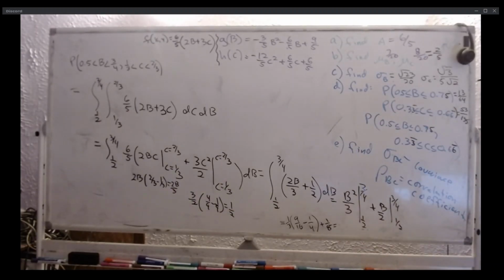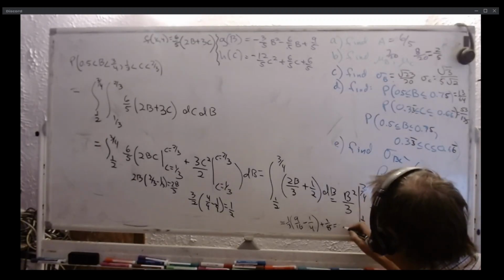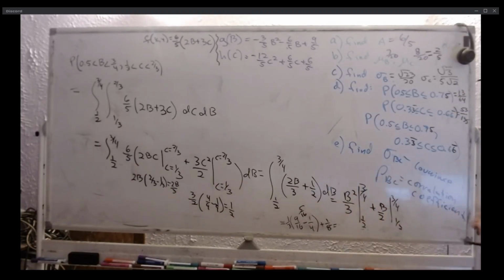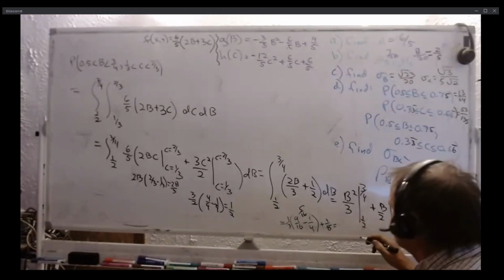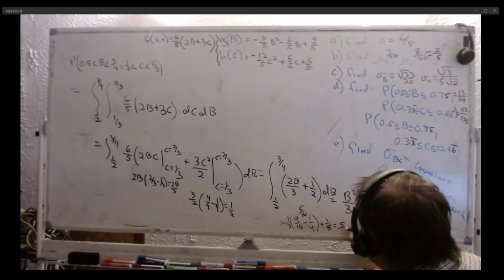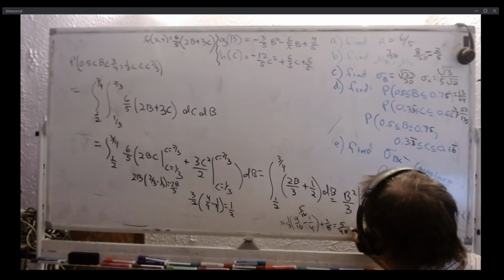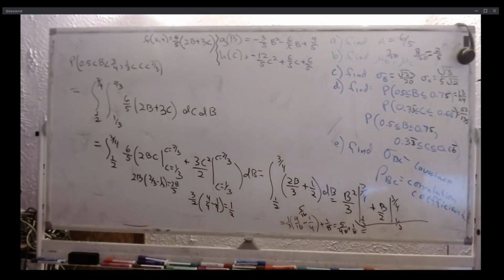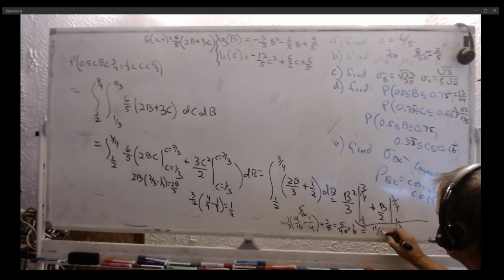What do we get out of this? 5/16. Oh, yuck. Okay, what's this? 5/16 inside? Yep. Times 1/3 is 5/48 plus 1/8. What's this equal? That becomes 11/48. Anyone get that?